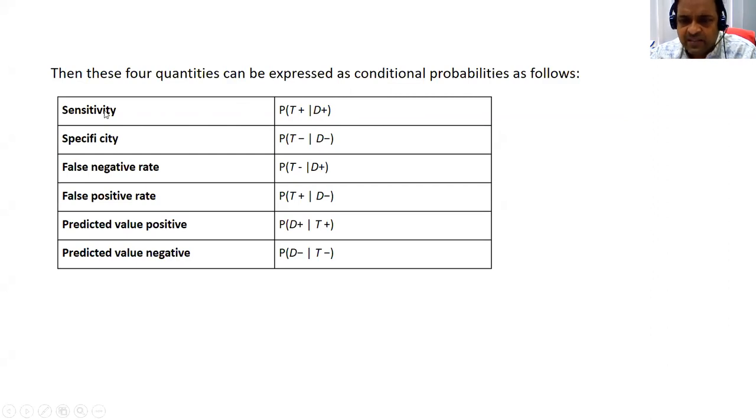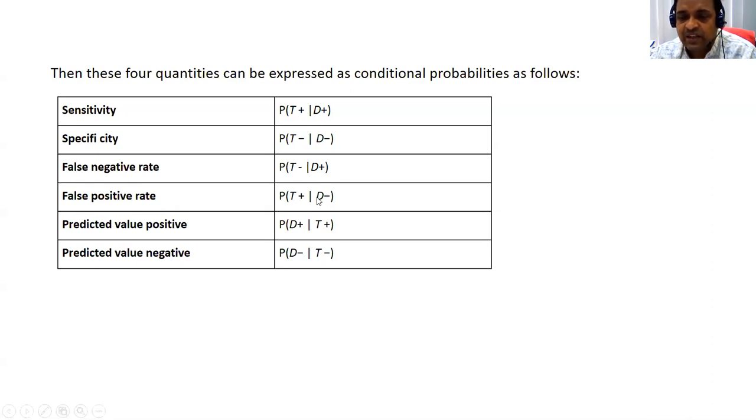So this is sensitivity and specificity. And the false negative rate is when the test will be negative but the individual actually has the disease. And the false positive is when the laboratory test will be positive, that is T plus, given that the individual actually does not have the disease.